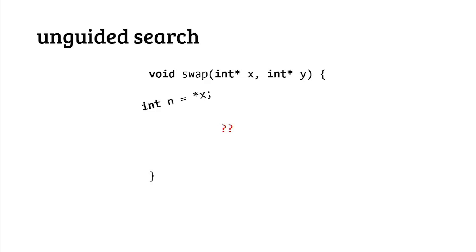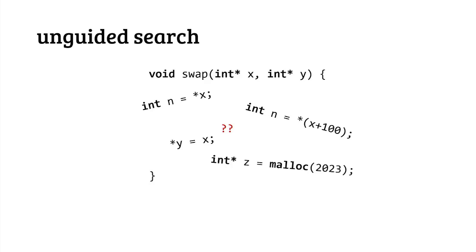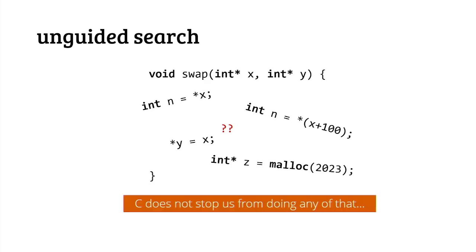OK, something that makes sense is to read the value from pointer x. But I might also read from x with an offset 100, because, like, why not? You can do that in C. Or I can write x into y, or I can malloc some amount of memory and then go do stuff there, right? No one is telling me not to do that. The point is, C doesn't stop you from doing that: neither its type system, nor its syntax, nor anything else stops you from doing that stuff, right?